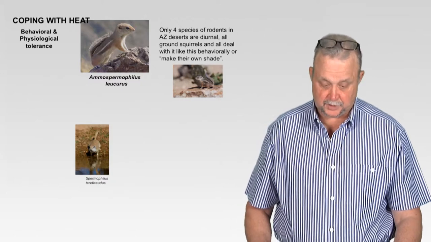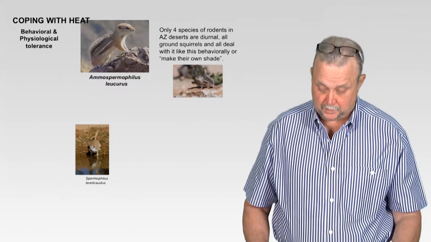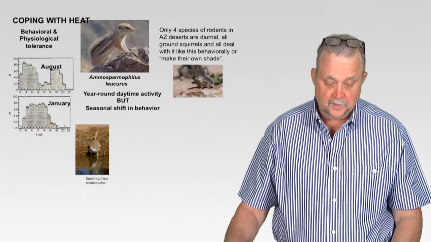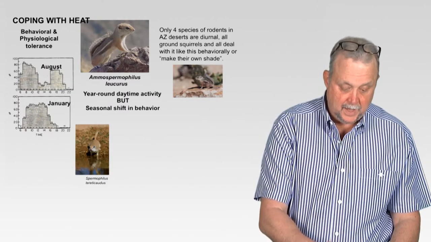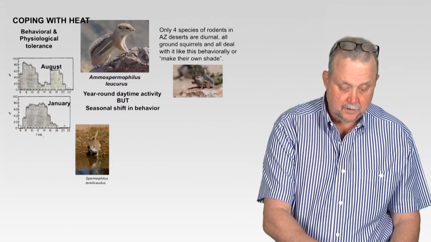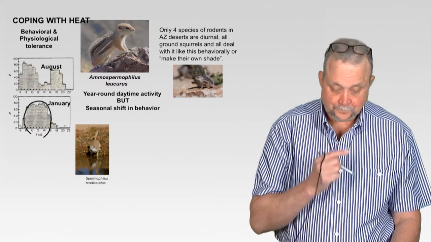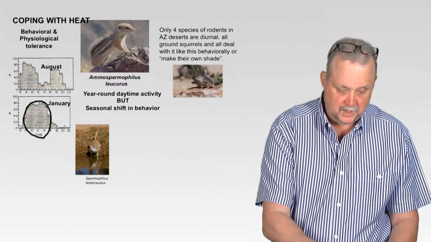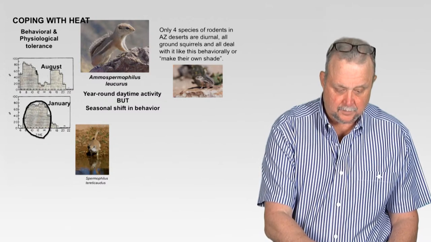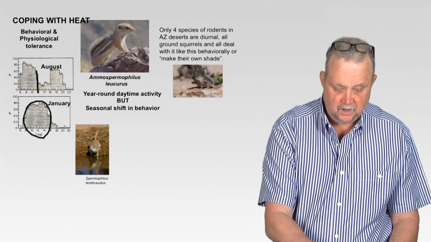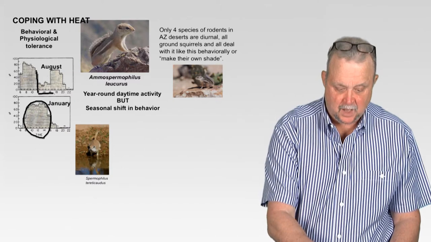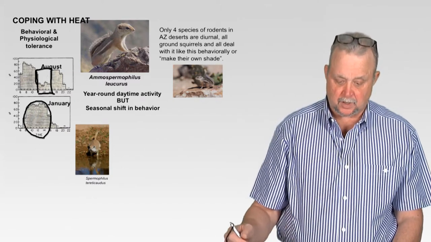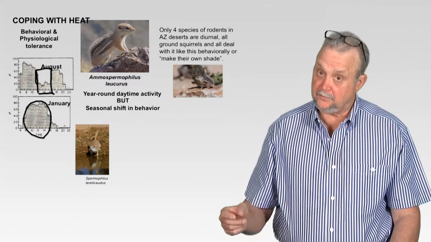Go to the zoo and those things are everywhere. People think they're prairie dogs, but they're not. And you look at their daily behavior, and in January, they're out all day. It makes sense. Nice day. August, they're out till about 10:30, and then they just shut down. They're skipping that hottest part of the day. It makes very good sense.